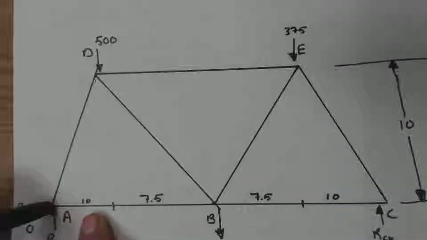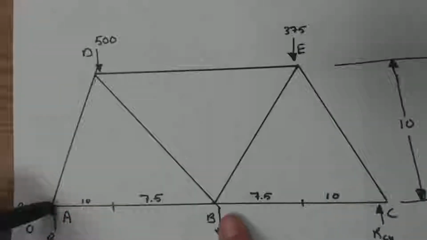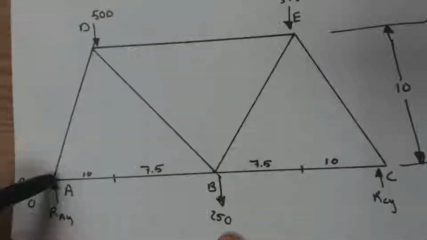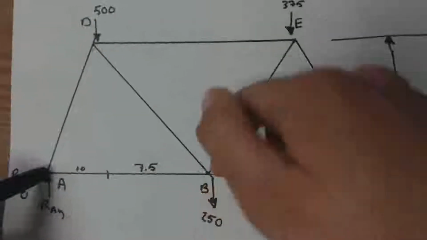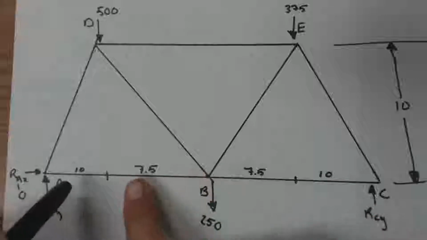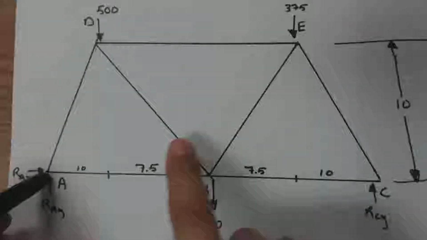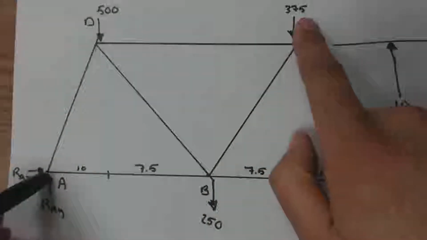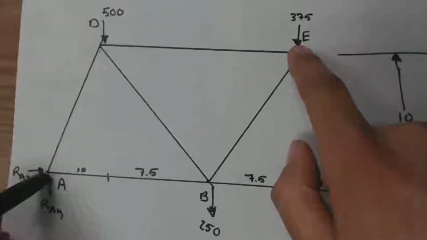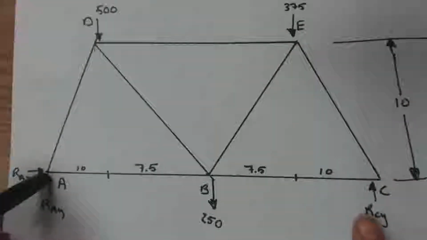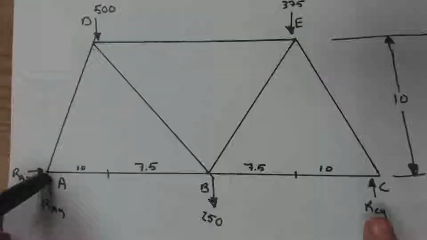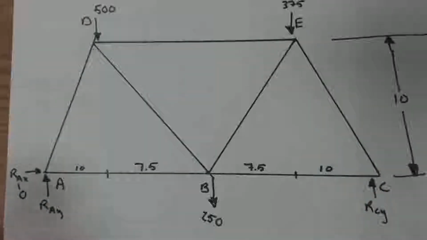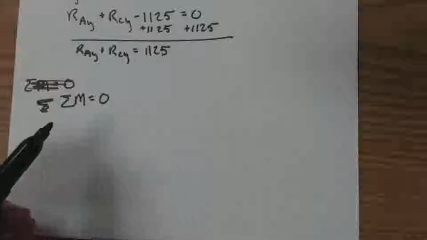I have to multiply it by its distance away. At B, that's 250. It's negative because it's a clockwise moment. It's pulling me down. That's going to be times 17.5. At joint E, we have 375, and that's going down, so it's a negative moment. And then my reaction at joint C in my y-axis is going to be a positive moment because I'm assuming it's going up. So let's put all of that together here on my moments paper.